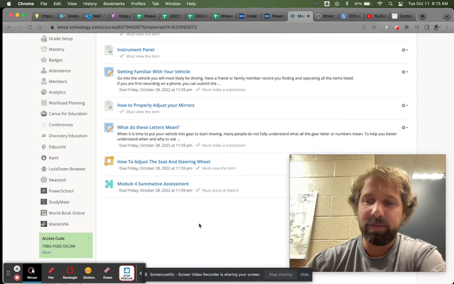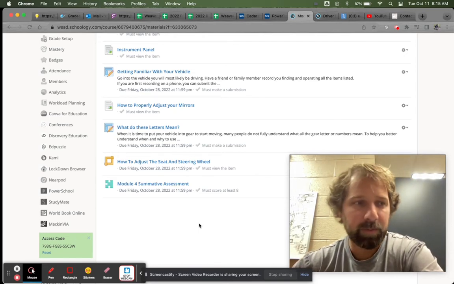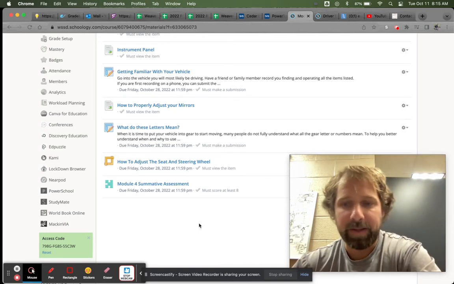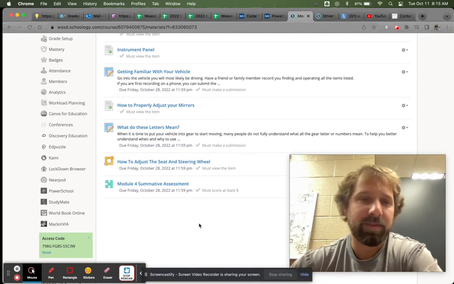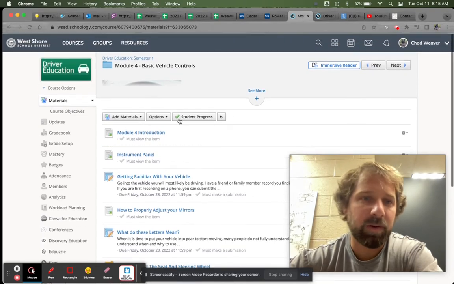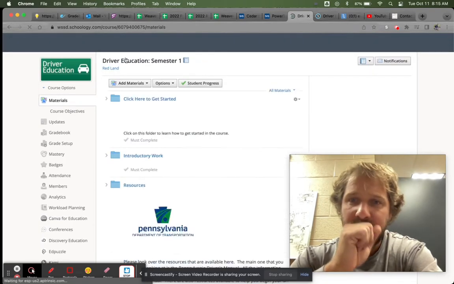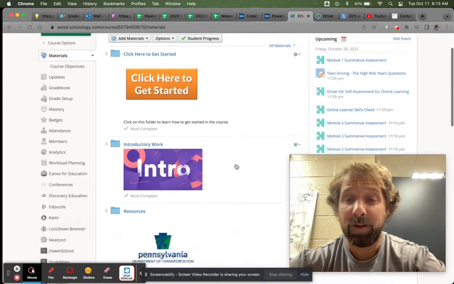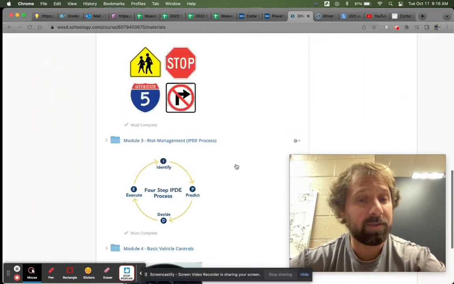If it's manual transmission, they're going to explain to me when you would be in what gear, or why you would be in certain gears. So that's a really, really basic overview of Module 4. When students are done with that, they are done for the marking period. All they have to do is get through that.